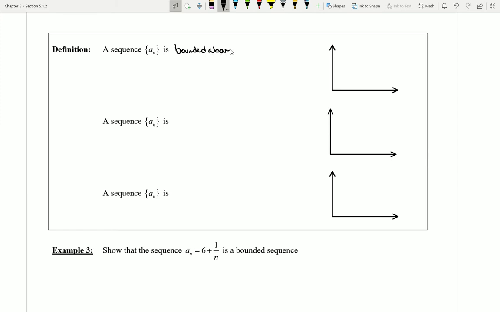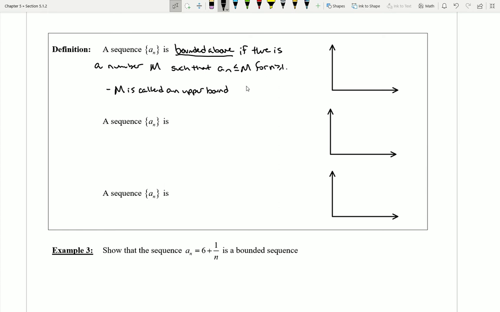is called bounded above if there is a number, we'll call it capital M, such that all the numbers in the list A at all possible spots are less than or equal to M for all the different n values in the list. Now, this value of M is called an upper bound for the sequence A sub n.